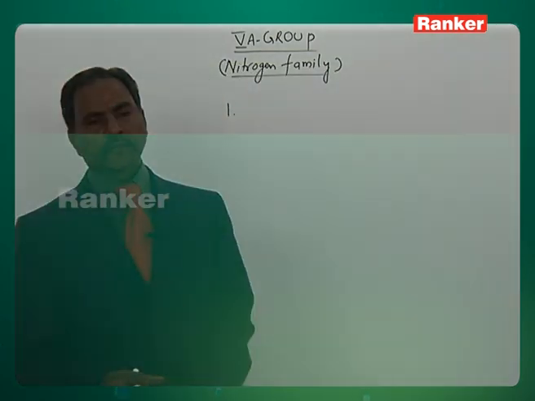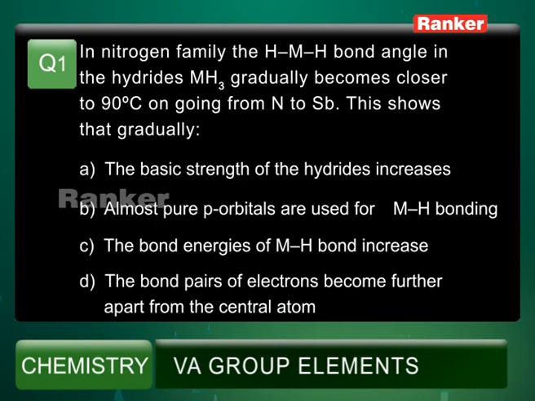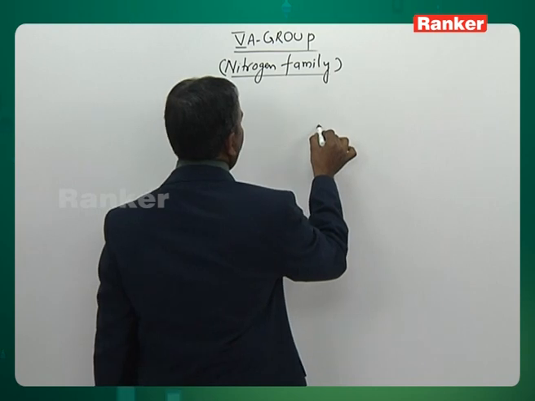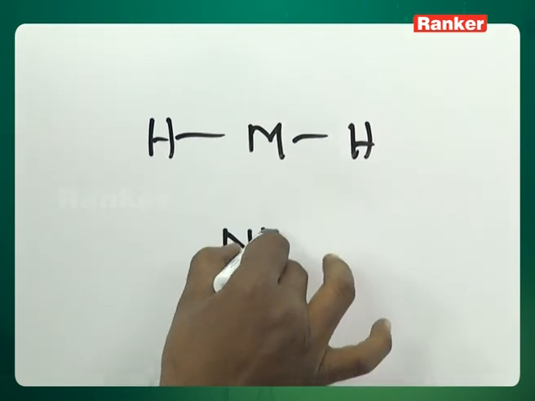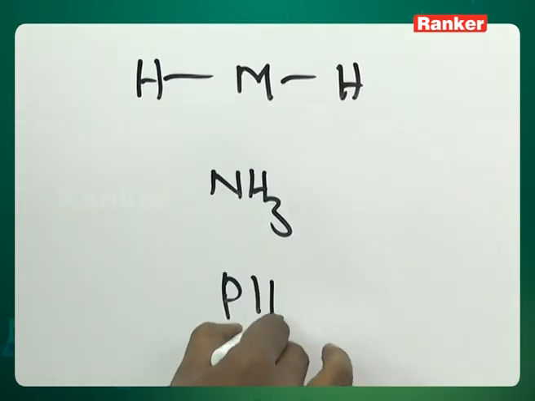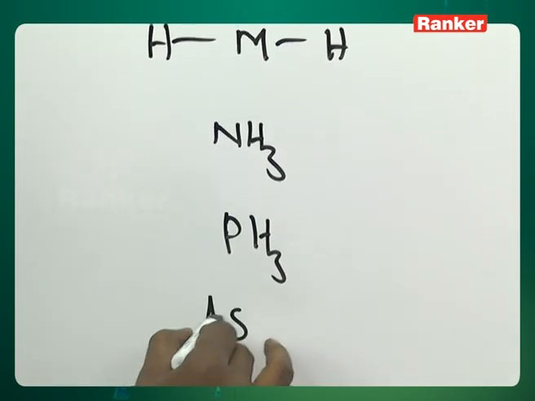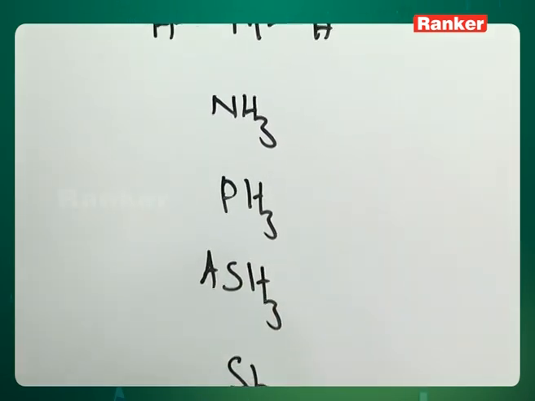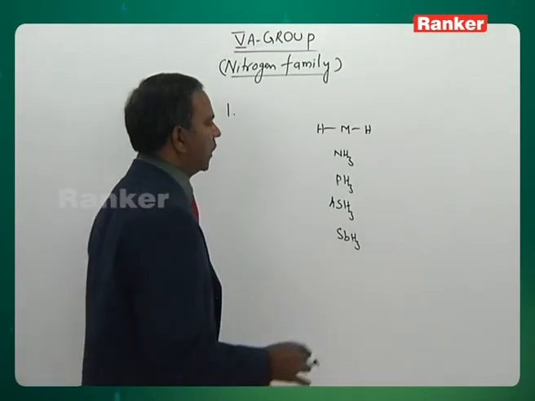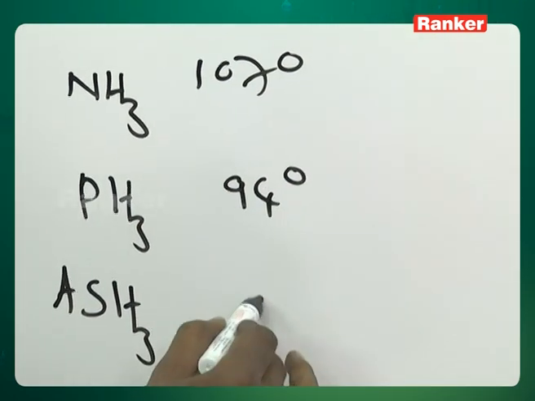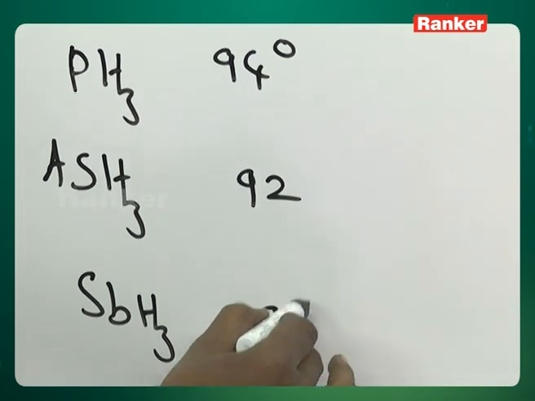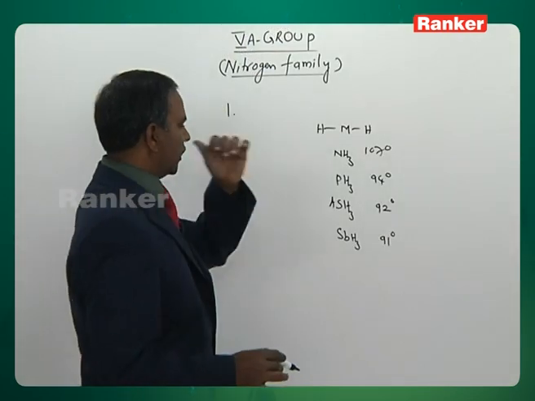Coming to question number 1: in the nitrogen family, the H-M-H bond angle in their hydrides gradually becomes closer to 90 degrees. What is the reason for this? Talk about the H-M-H bond angle, either in NH3, phosphine, arsine, or stibine. Here it is found to be nearly 107 degrees for NH3, around 94, around 92, and around 91 degrees. Why is there a decrease in the bond angle?